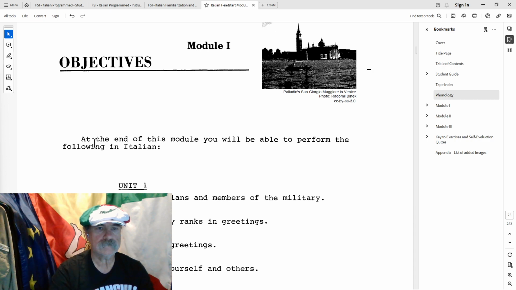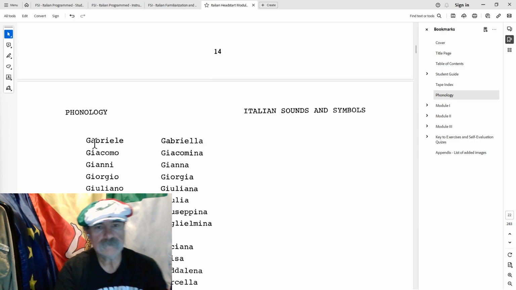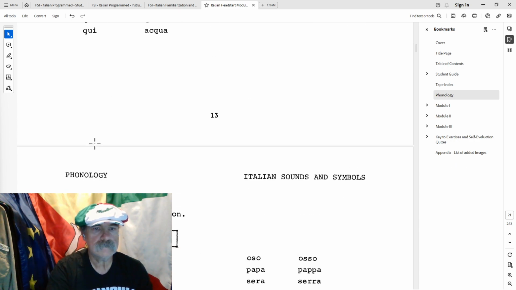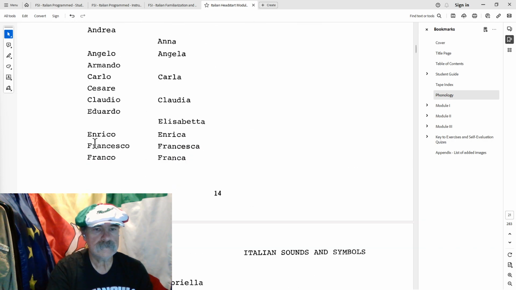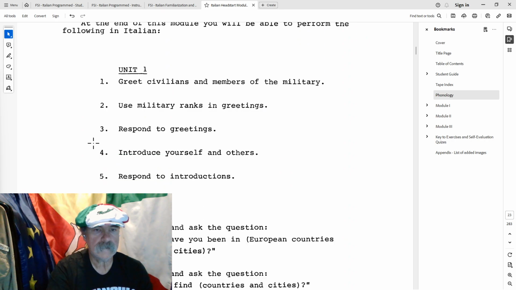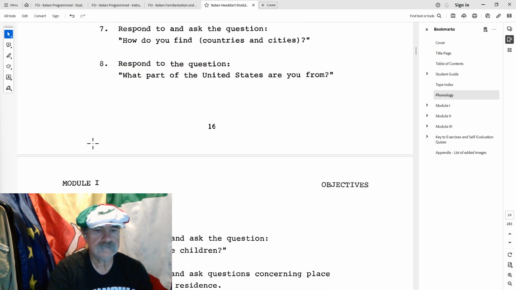Be sure to read the student guide, the objectives for this unit, and the English translation of the conversation before you continue. Listen to the conversation. Follow the English text or the Italian text, or just close your eyes and picture what is happening as you listen.